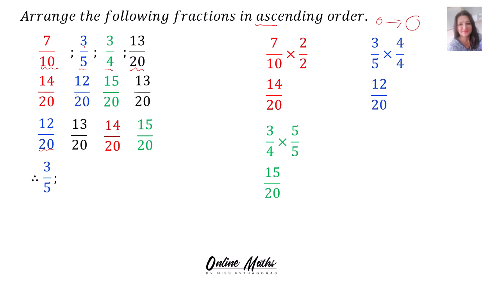Then 13 over 20, the black number, was 13 over 20. And then 14 over 20, that's the red one, was originally 7 over 10. And then 15 over 20, the green one, is 3/4. And that is how you arrange them in ascending order.